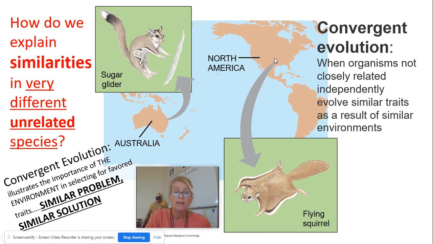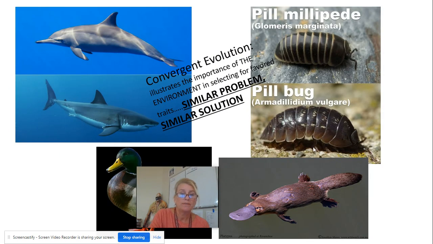But why do they have these flaps of skin and these long tails and sort of streamlined bodies? Well, it's because they both live in the tree tops and they jump from tree limb to tree limb, and organisms that had extra flaps of skin had an advantage over organisms that didn't. Thus, we see the evolution of this particular adaptation. Convergent evolution. Here are some more examples of convergent evolution.